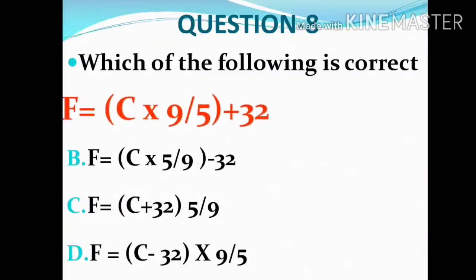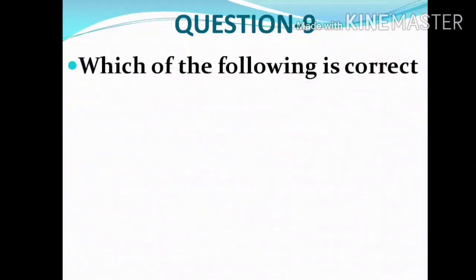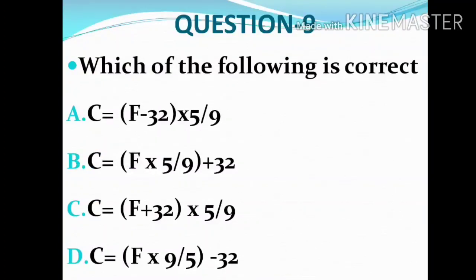Then, next question. Which of the following is correct? Options: C is equal to F minus 32 into 5 by 9. C is equal to F into 5 by 9 plus 32. C is equal to F plus 32 into 5 by 9. C is equal to F into 9 by 5 minus 32.